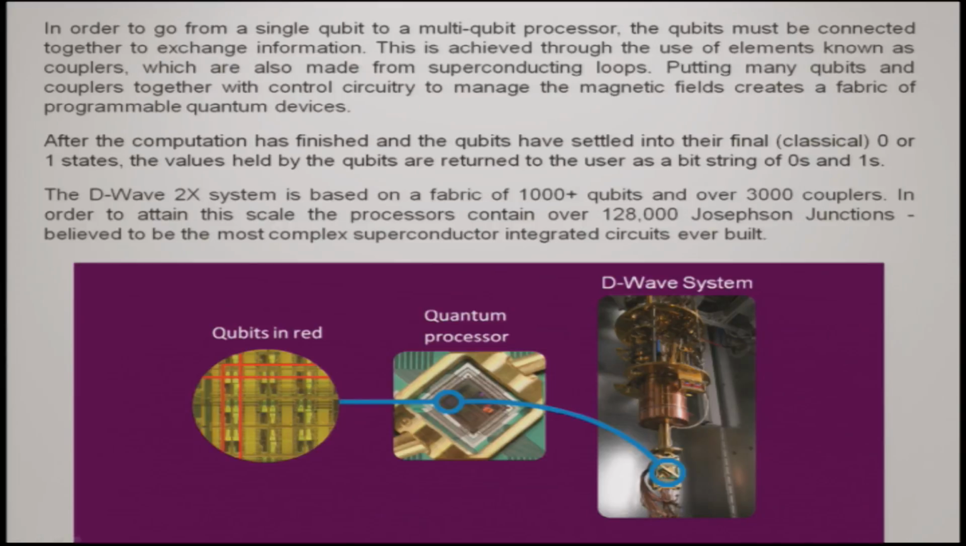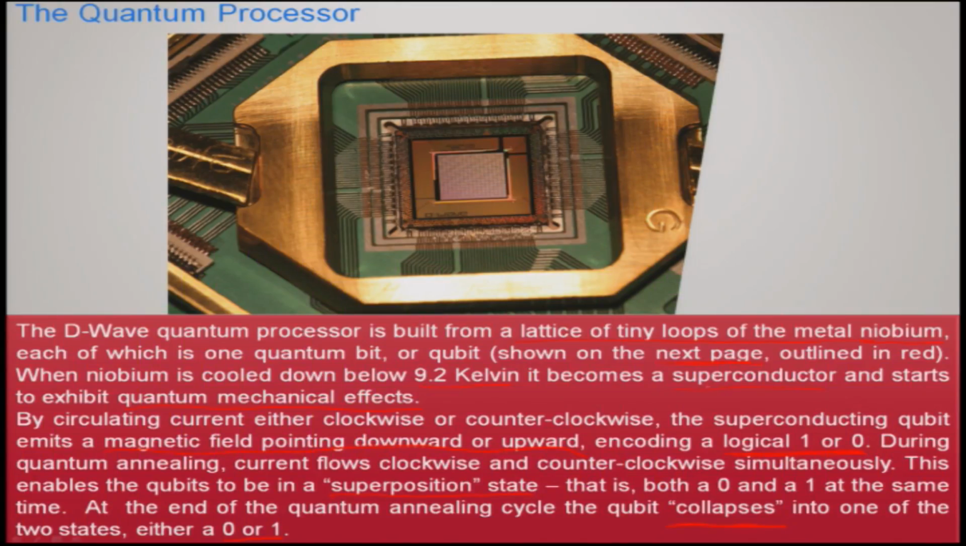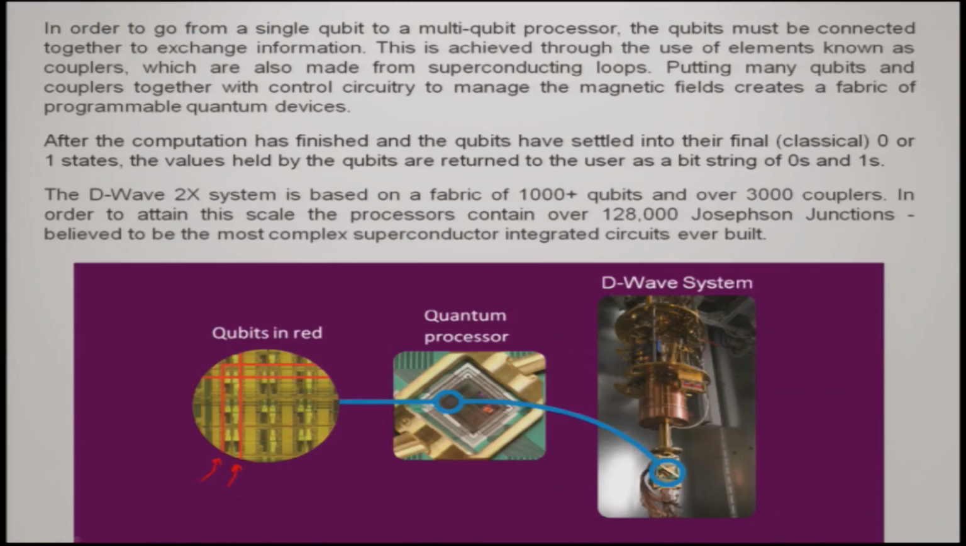And as I mentioned, here is the detail of these red lines wherein the niobium metal is being shown in the actual processor. As was mentioned here, one quantum qubit is shown outlined in red. These are the tiny loops of the metal niobium which are essentially showing the qubit. The processor is sitting, as mentioned, at the coldest zone, that is being amplified to show the qubits in the red.